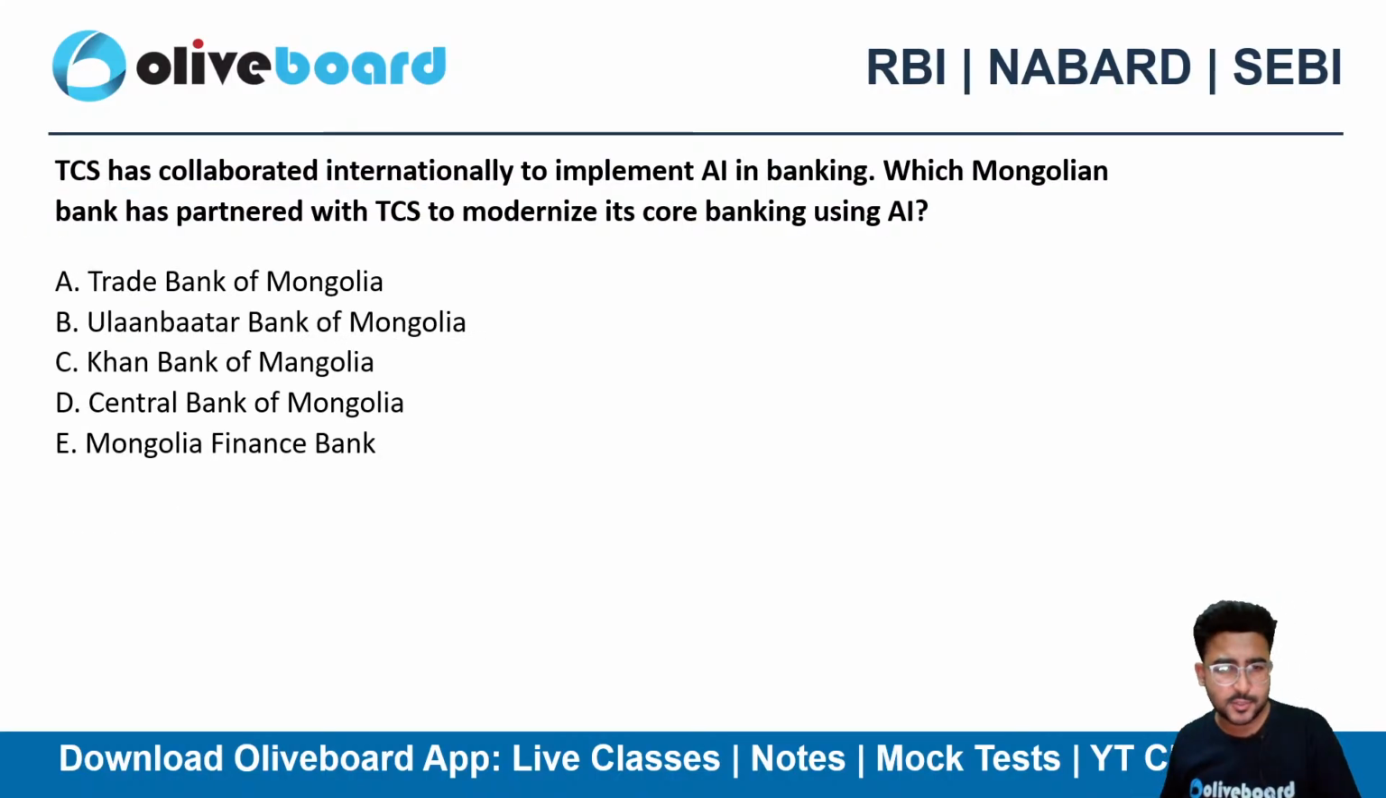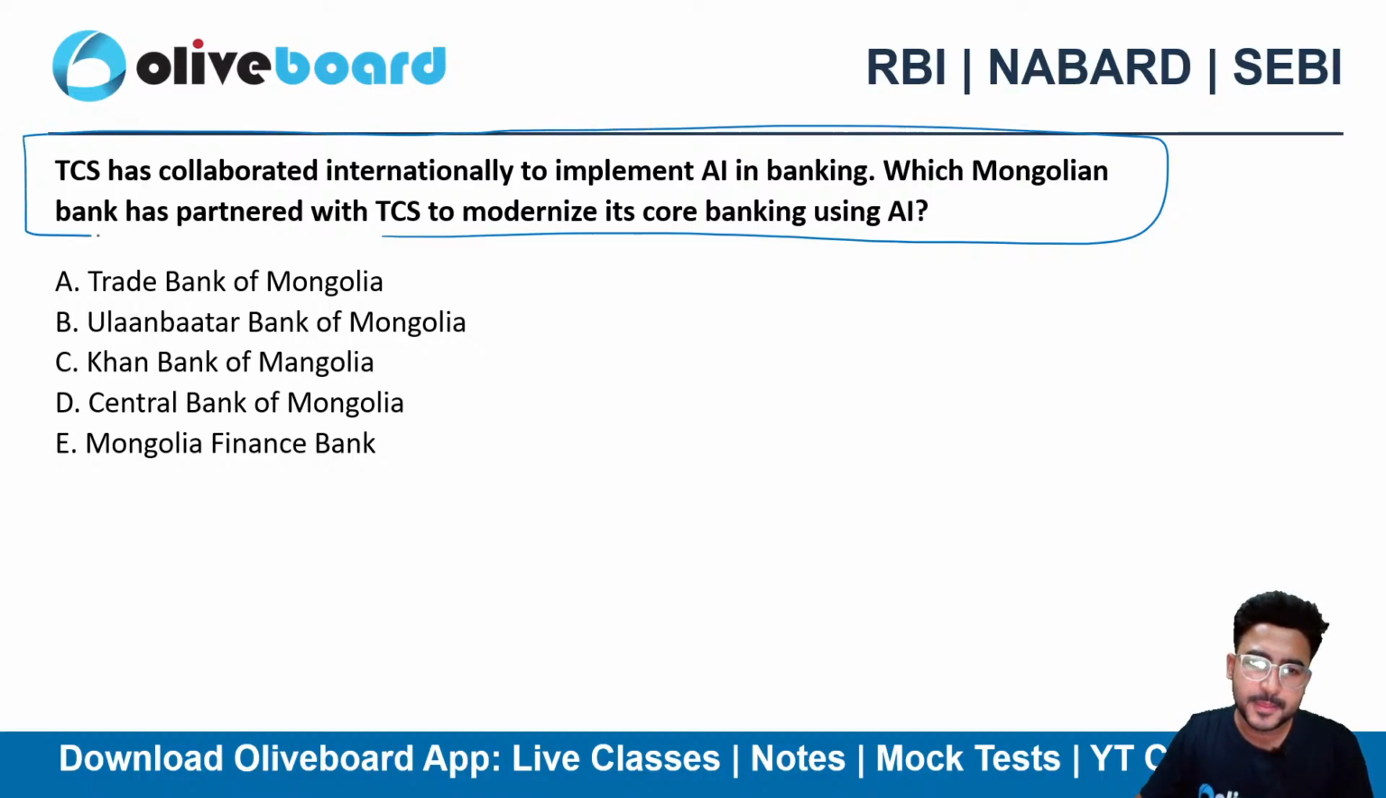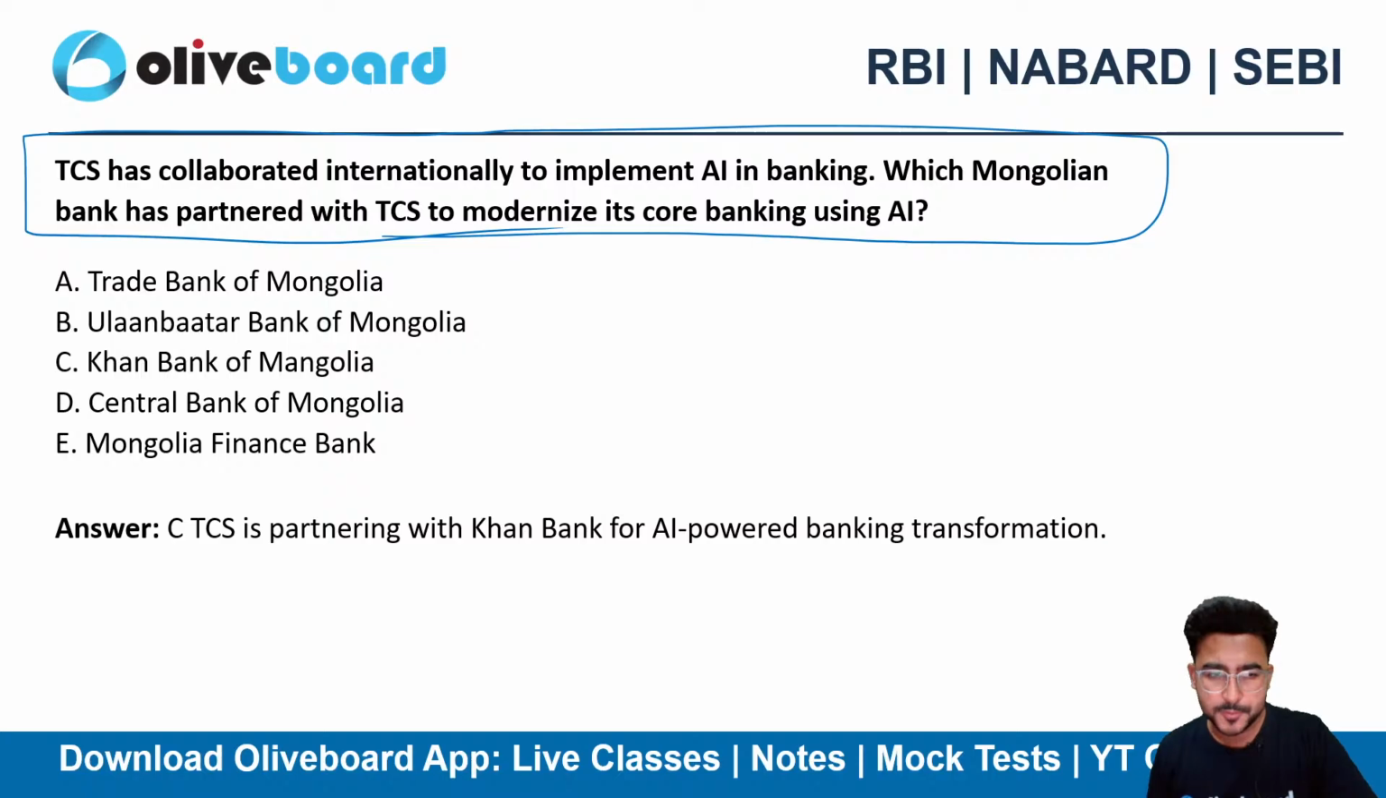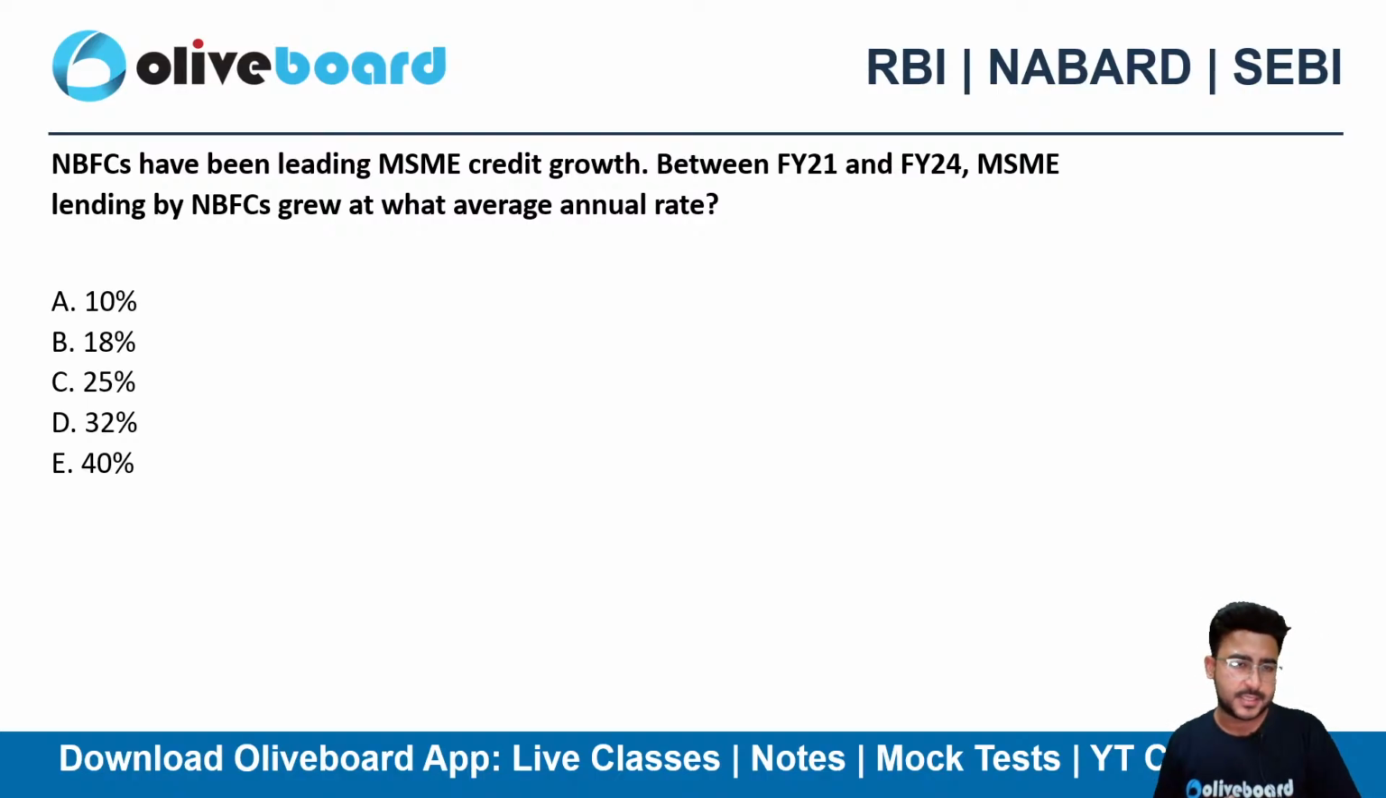Next, TCS has collaborated internationally to implement AI in banking. Which Mongolian bank has partnered with TCS to modernize its core banking using AI? TCS will use the TCS Bank's system to modernize the CBS with AI. Yes, option C is the correct choice here. Okay, option C is the correct choice here. Khan Bank of Mongolia.